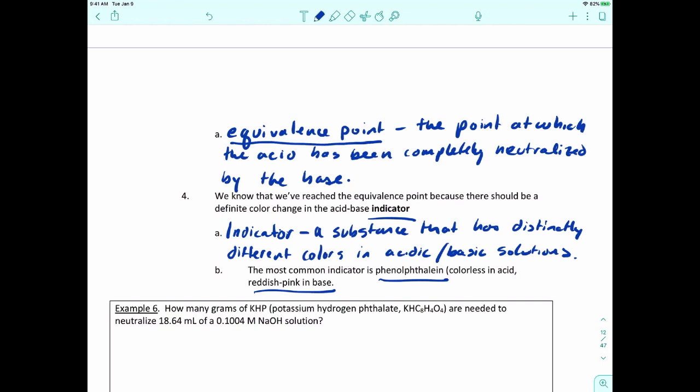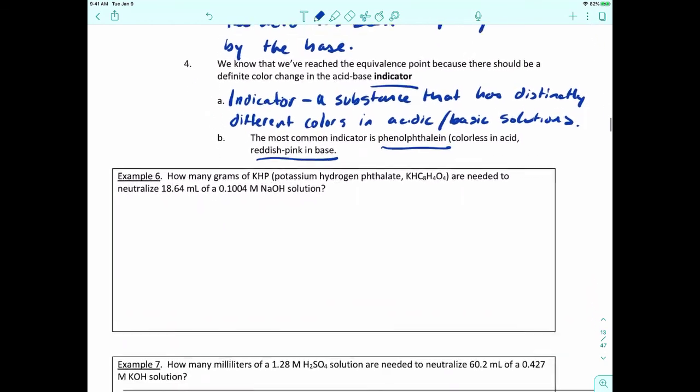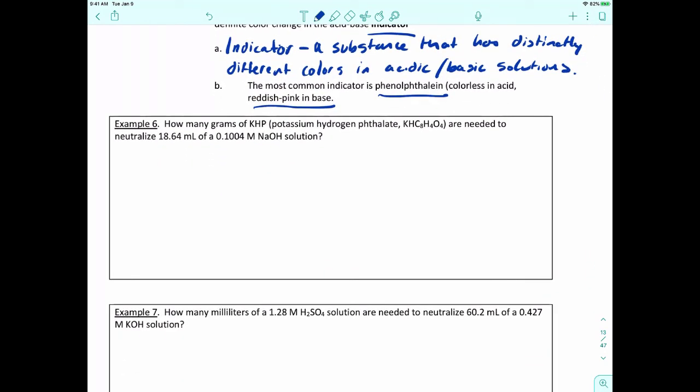Okay, now we'll try a couple problems out. This is something that I'm introducing now on how to calculate this, and you will definitely be working with it when you take the second semester of general chemistry. All right, so here we go. The first problem reads: how many grams of KHP, potassium hydrogen phthalate, are needed to neutralize 18.64 milliliters of a 0.1004 molar NaOH solution?